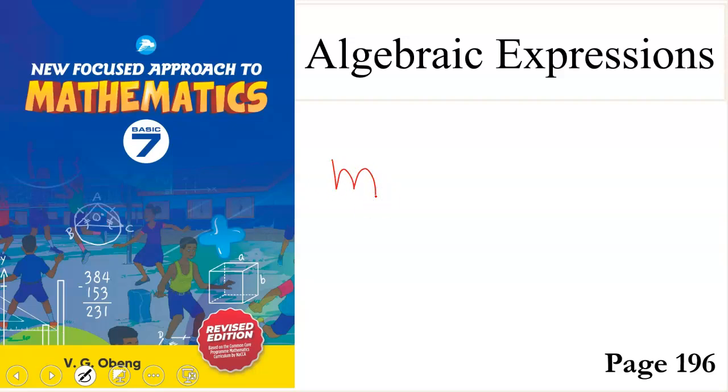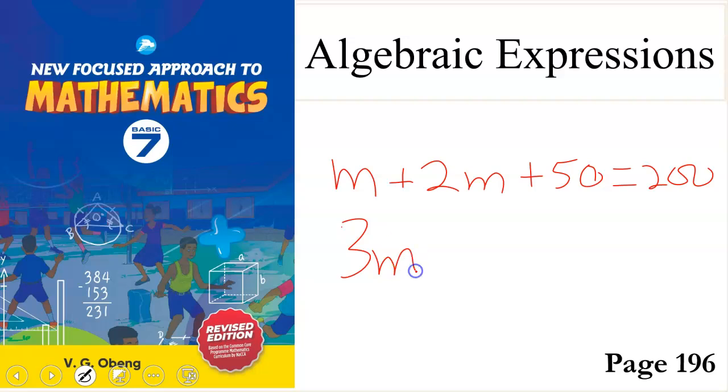And then someone gave me twice that amount that I took. So 2 times the M that I don't know. Then later in the day, someone gave me 50 Ghana cedis. In the evening, I found out that I have an amount of 200 cedis in my pocket. What was the original amount I had from the beginning? And this is an algebraic expression. So in this case, I have something like this: 2M plus M plus 50 equals 200.